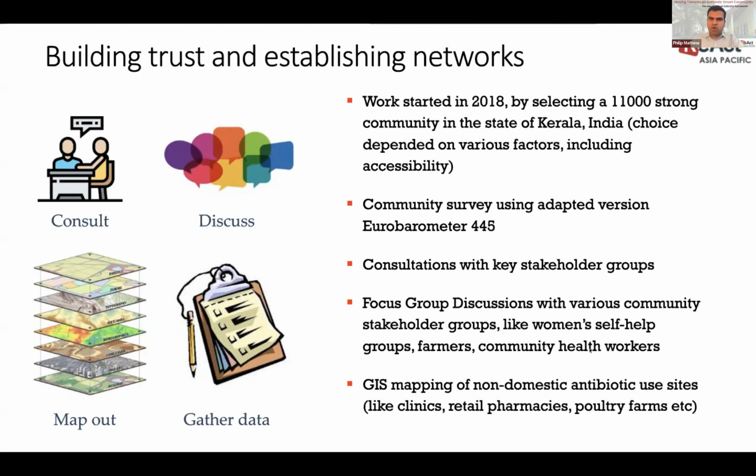So all of that was compiled, and we also did a GIS mapping of non-domestic antibiotic use sites like clinics or retail pharmacies or poultry farms. It's a location with reference to possible environmental sources of contamination. So basically looking at whether any kind of clustering is there, and are they contaminating any larger environmental reservoirs.